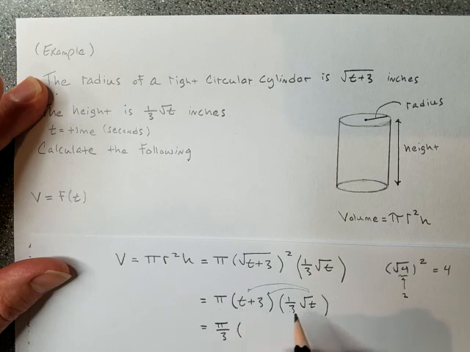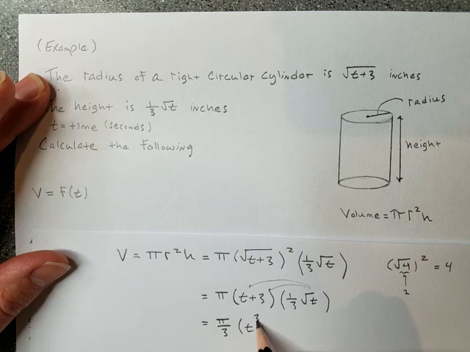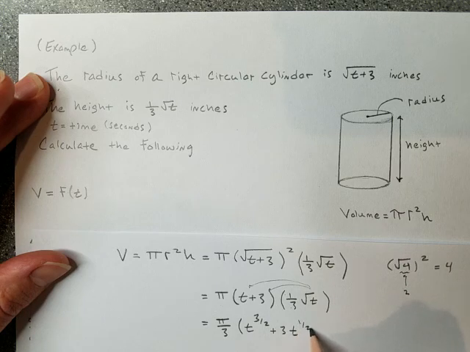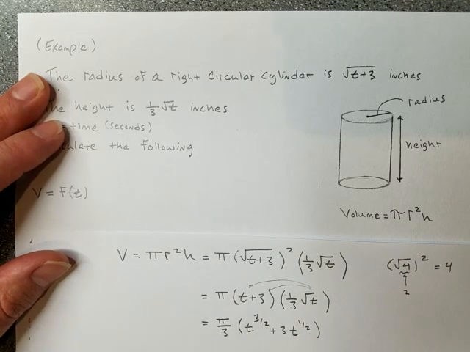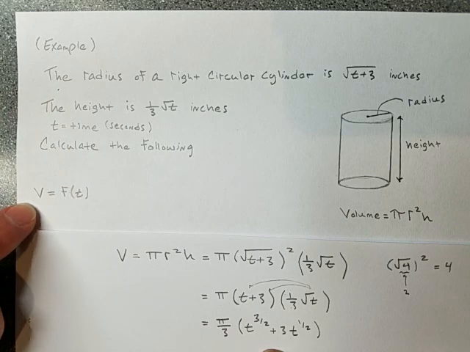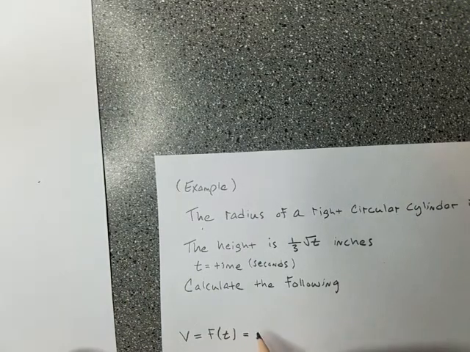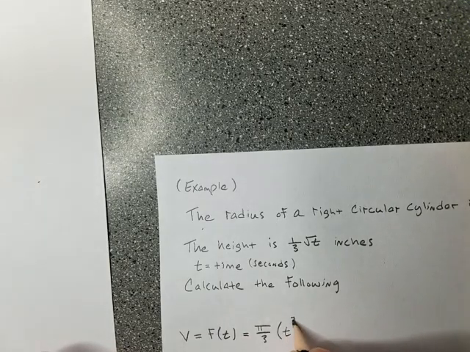So what's t times root t? Well, when we multiply like things, we add their exponents. So that's going to be t to the 3/2 power, because the power there is a half. And what's 3 times root t? That will be 3 times t to the 1/2 power. And I'll go ahead and write it with the 1/2 power instead of the root. All right, so there is v as a function of t. Let me give you my answer over here. Okay, pi over 3, t to the 3/2 power plus 3t to the 1/2 power.